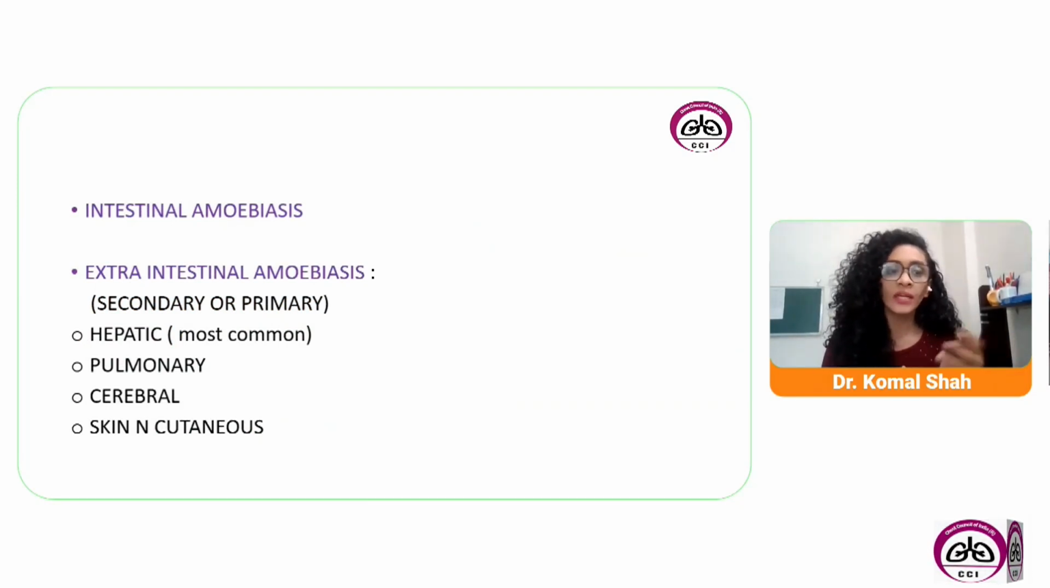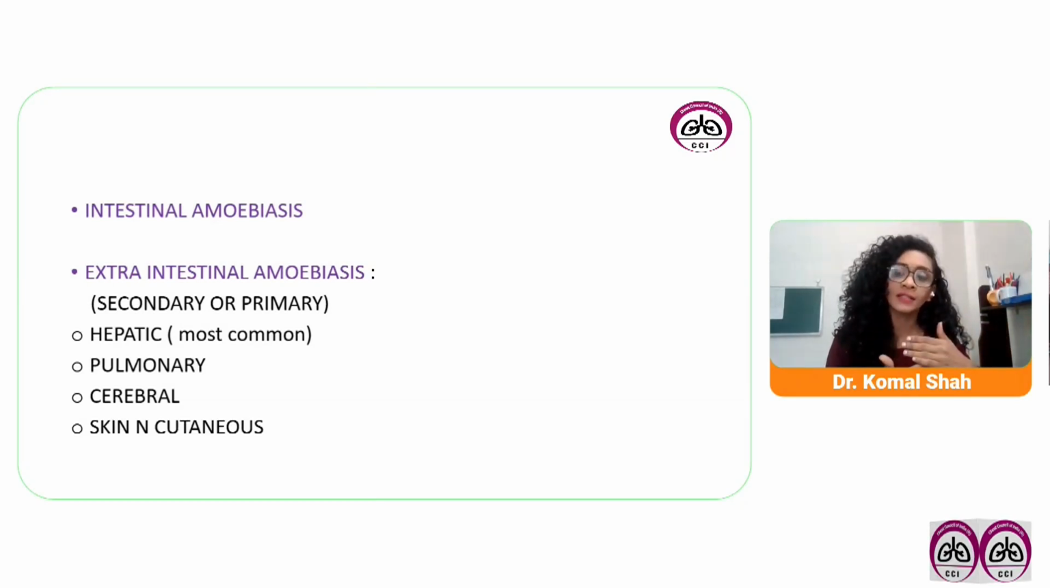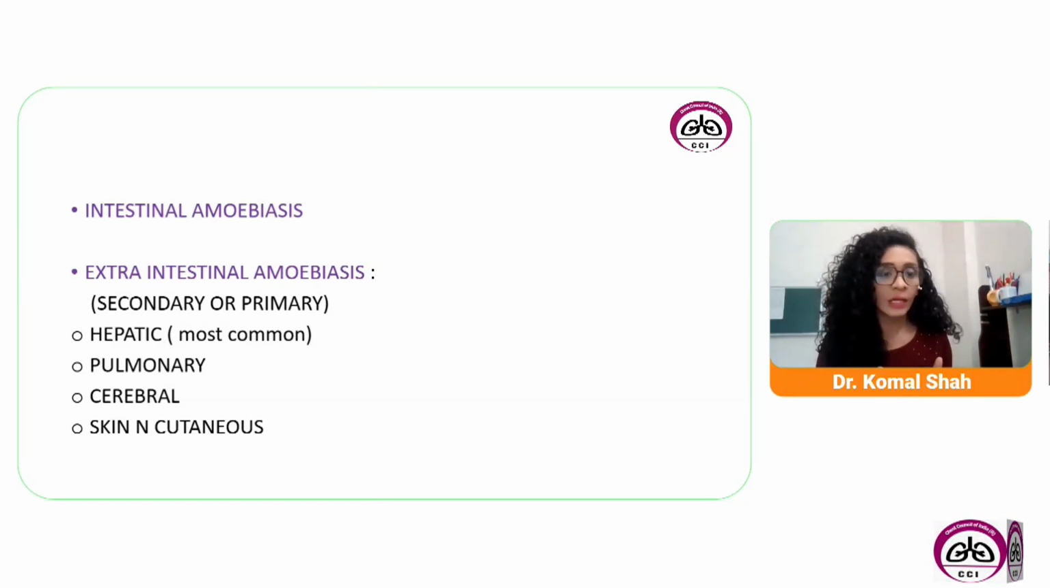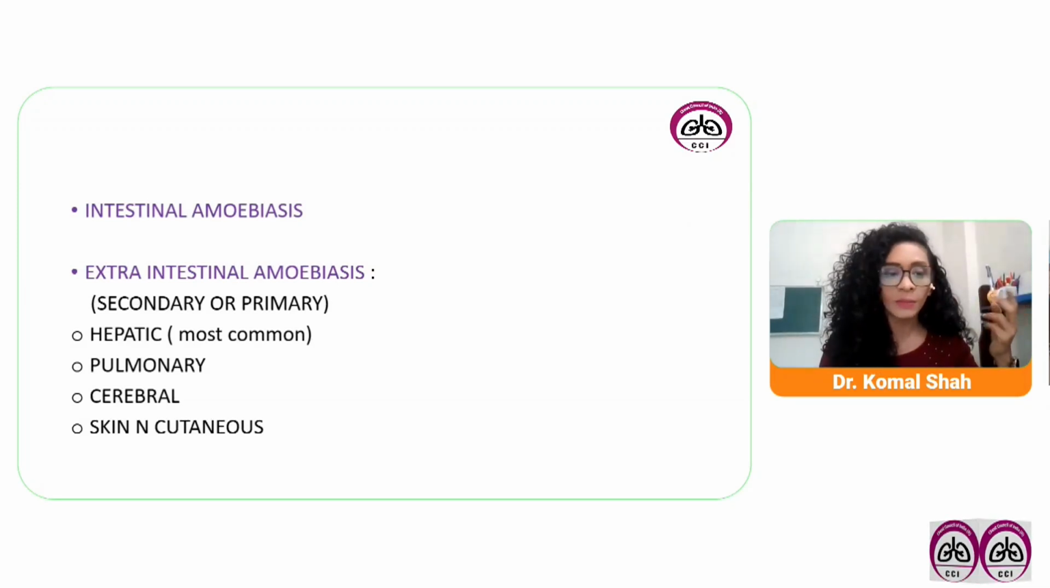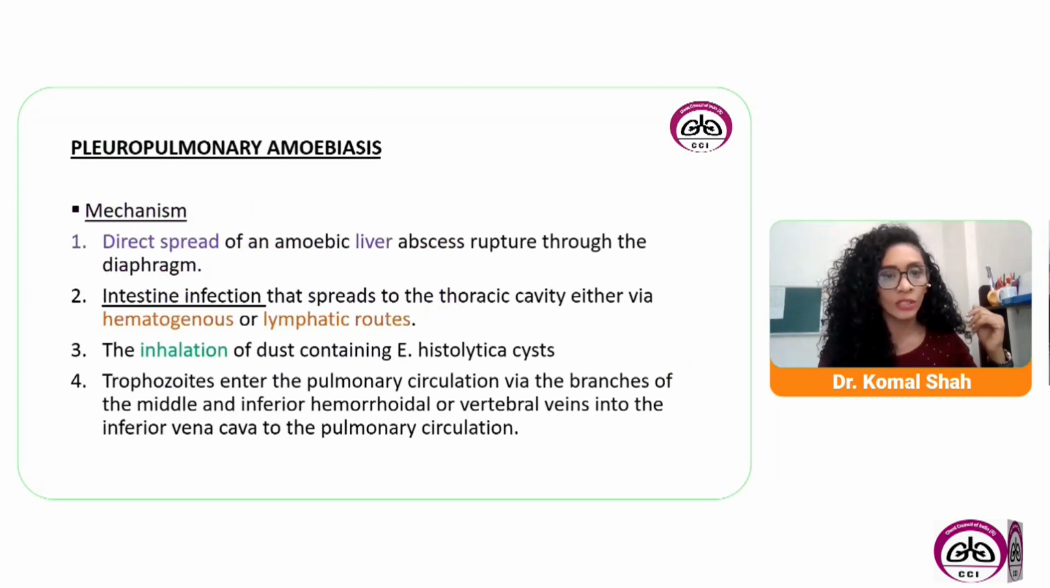Amoebiasis can present in two ways. One is intestinal, that is dysentery or colitis, or extraintestinal, which could be primary or secondary. And the most common one is hepatic, followed by pulmonary, cerebral, skin, or subcutaneous.